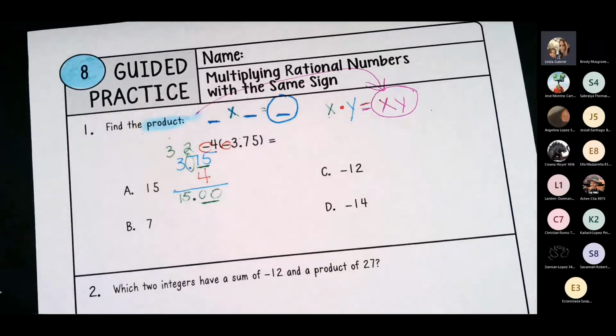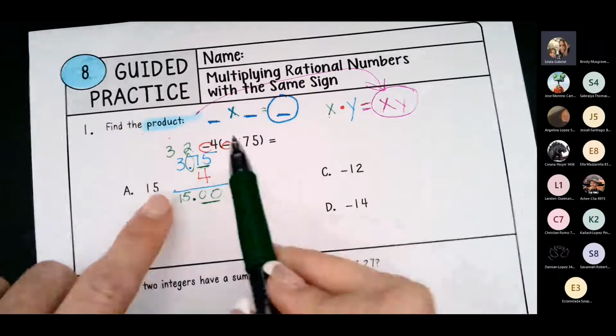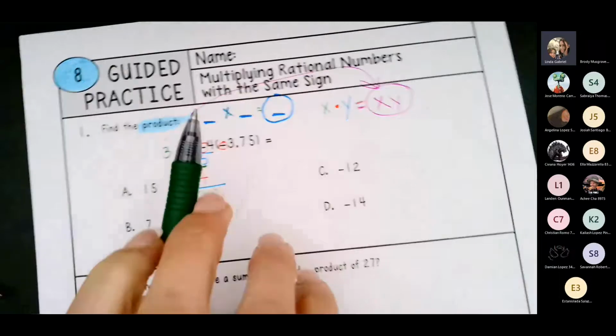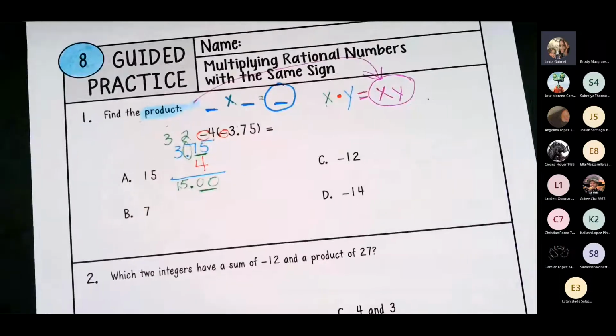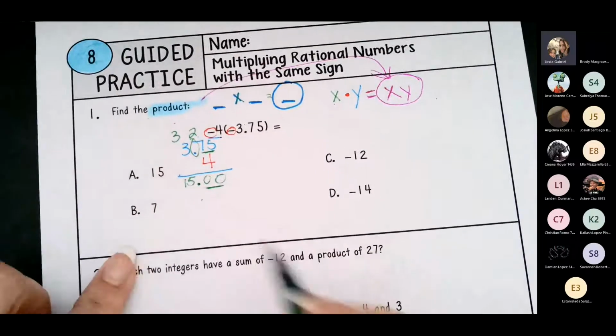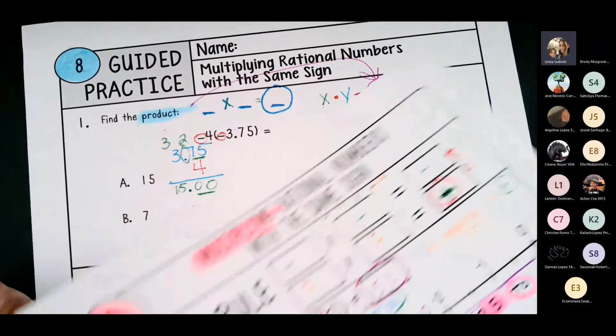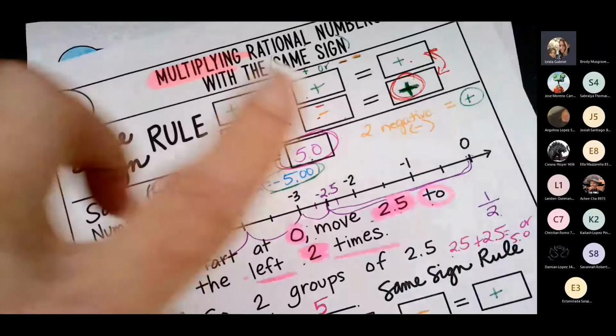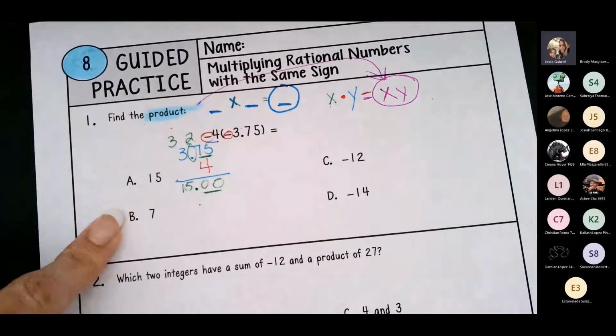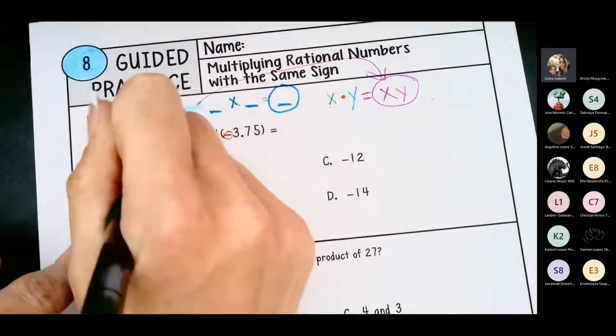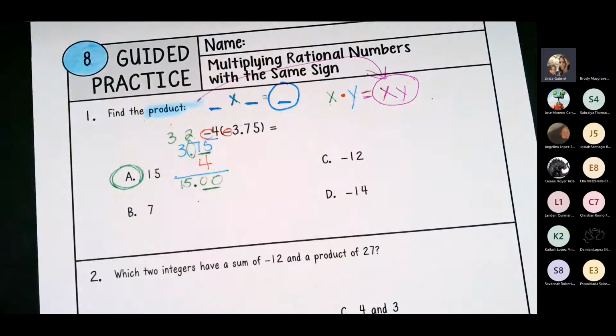All right. So my answer for -4 times -3.75 is going to be positive 15, right? Because we're multiplying our 2 negative numbers. When we have 2 negative numbers, that gives us a positive. So my answer for number 1 will be A.